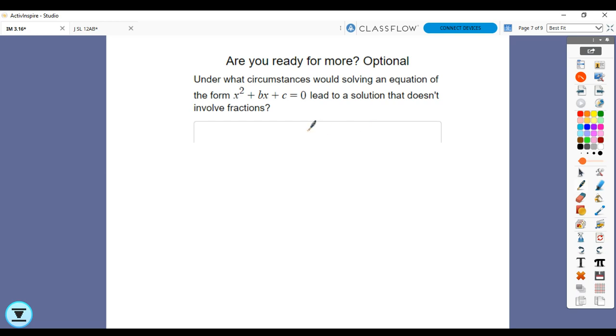Okay, so if we're going to use completing the square, what value of b would lead to a solution so that I would not have a fraction? What do I always do to the linear term? I always take half of this. So that means b has to be even, and then there's no fractions.